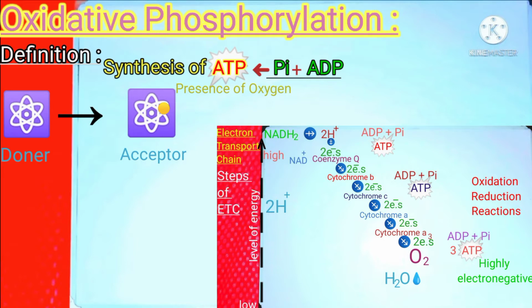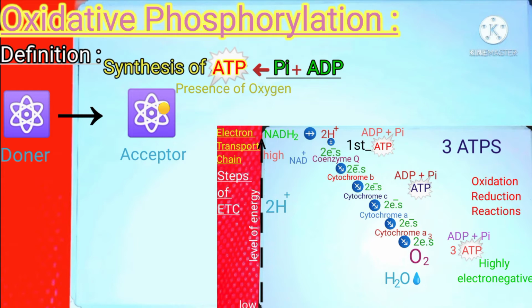Students, oxidative phosphorylation takes place during the respiratory chain, the electron transport chain, and 3 ATP molecules are produced during the 3 steps of the electron transport chain. As you can see here in this electron transport chain diagram, there are 3 points during which 3 ATP molecules are produced.